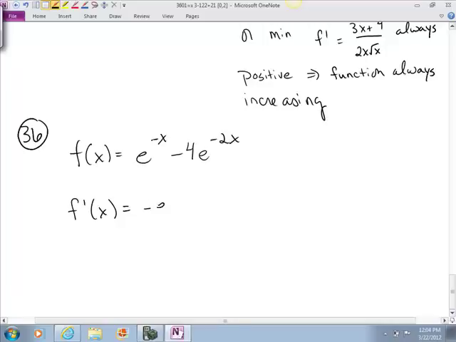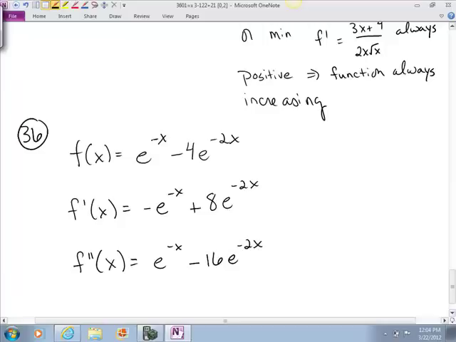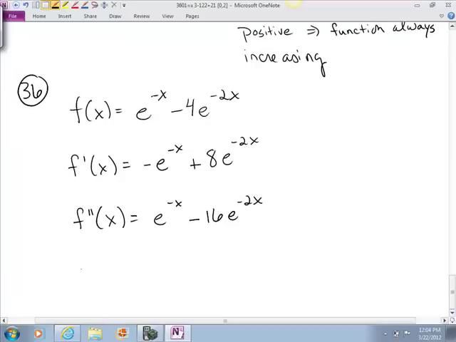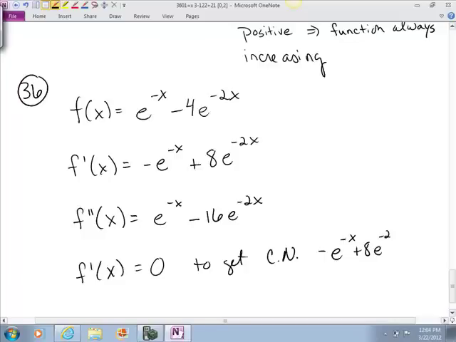And this is going to be negative e to the negative x plus 8e to the negative 2x. Do you agree with that? Mm-hmm. Okay. And then we'll go ahead and find the second derivative. That'll be e to the negative x minus 16e to the negative 2x. Okay? Now we need to figure out where f prime of x equals 0 to get critical numbers, right? Mm-hmm. So that means negative e to the negative x plus 8e to the negative 2x equals 0.